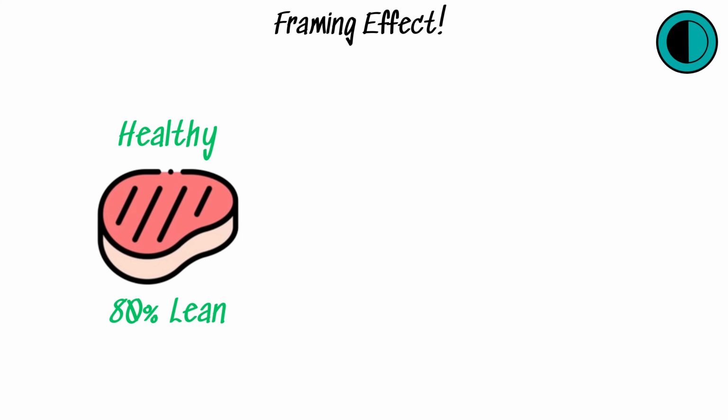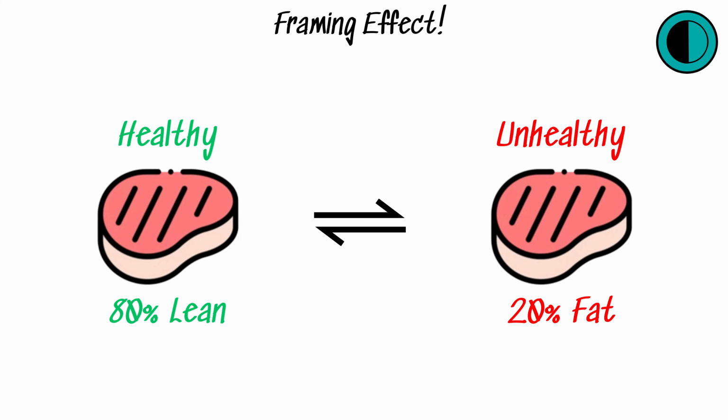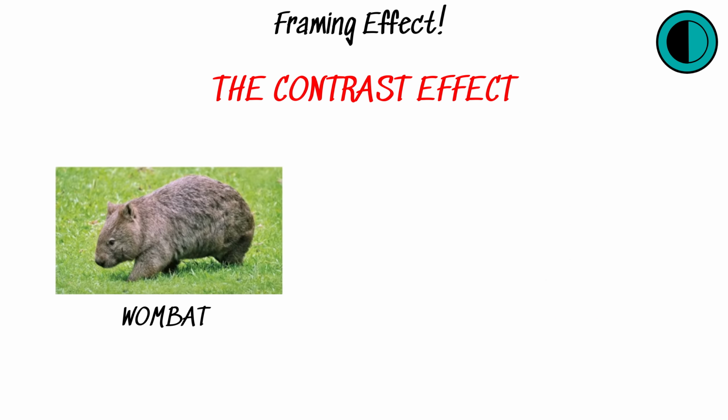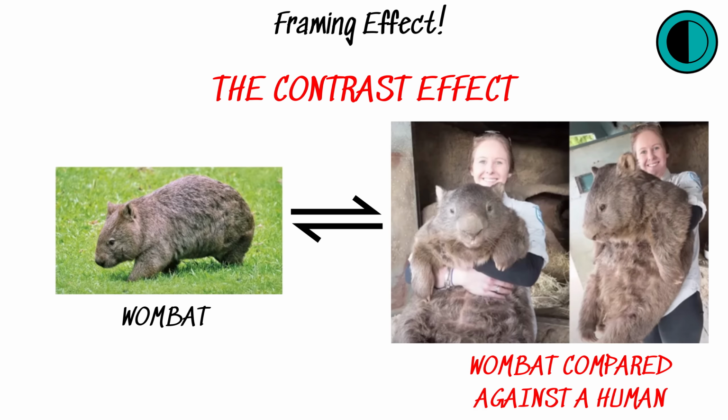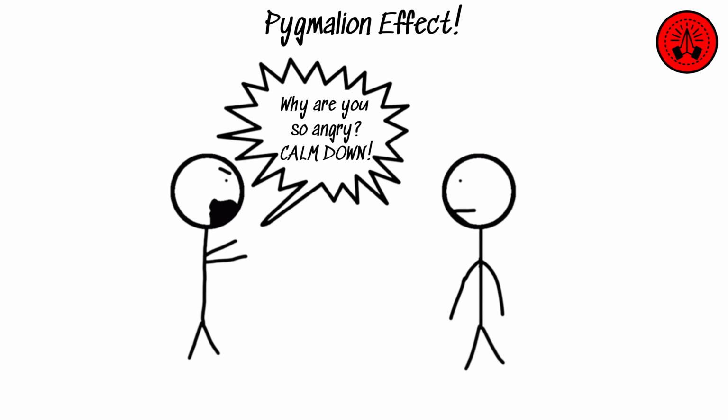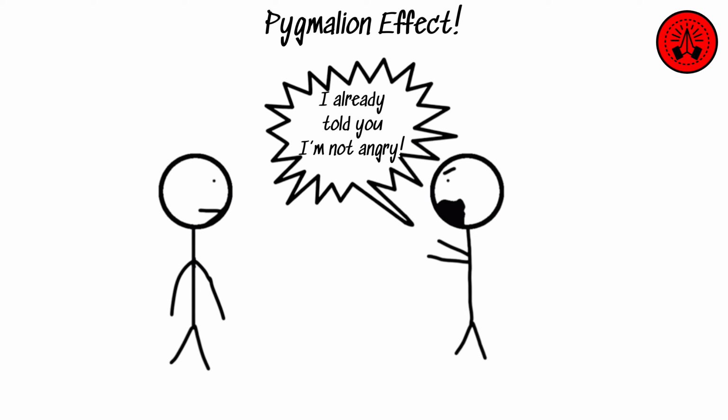Framing effect, interpreting information differently depending on its presentation, which encompasses phenomena like the contrast effect, leads to varied conclusions drawn from identical data. Pygmalion effect, the behavior of a person can be influenced by the expectations of others, leading to the manifestation of a self-fulfilling prophecy.